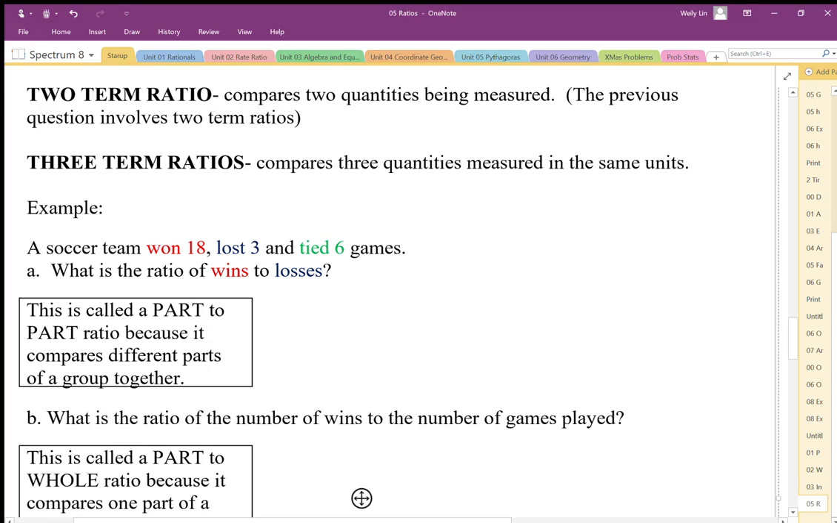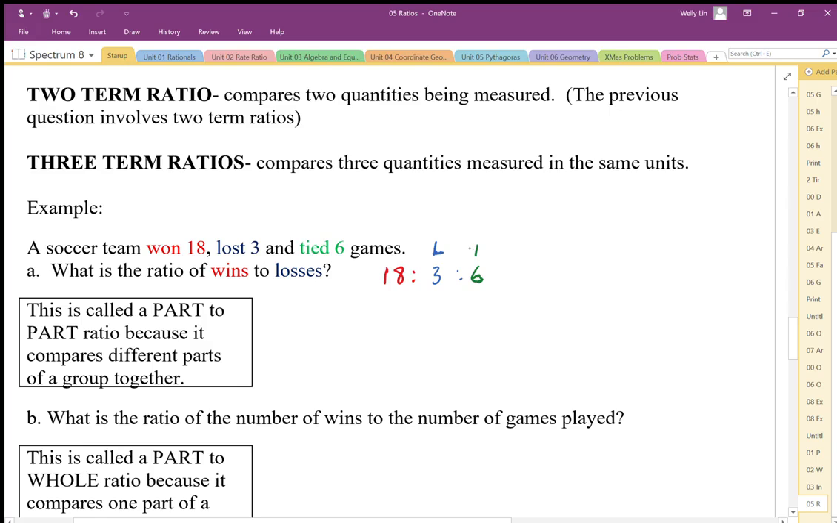We can write this as a three-part ratio. Our wins is going to be 18 wins compared to 3 losses compared to 6 ties. So it's 18 to 3 to 6. This is our win, loss, tie. So this is our losses here, sorry. This one's our ties.